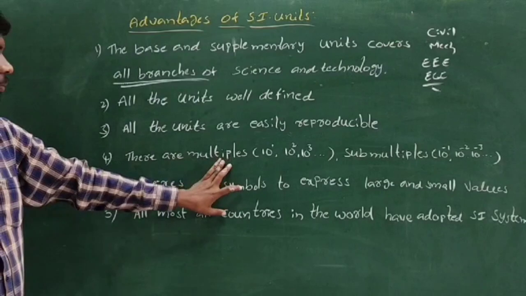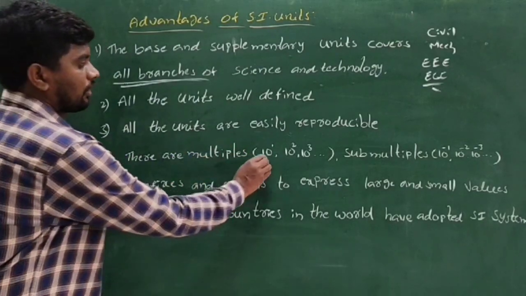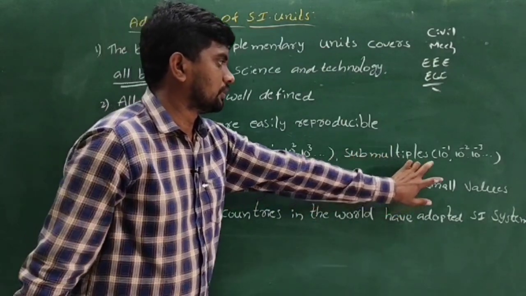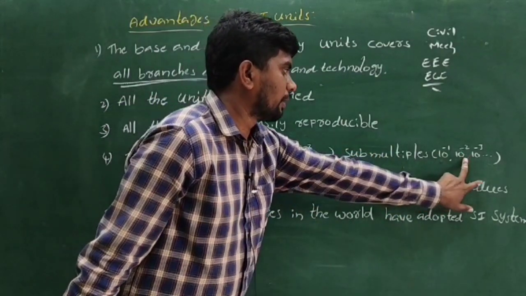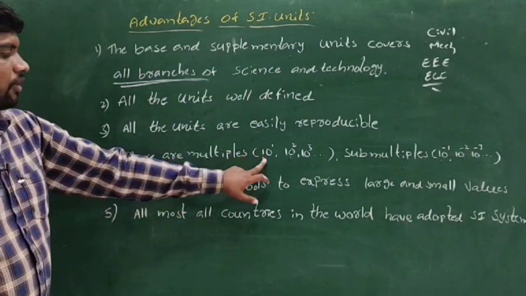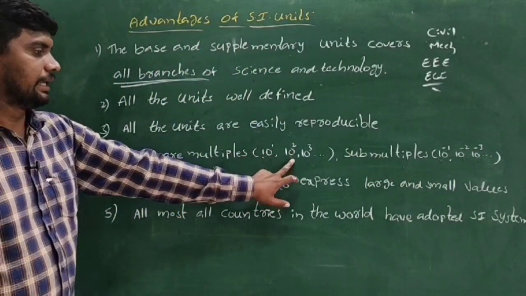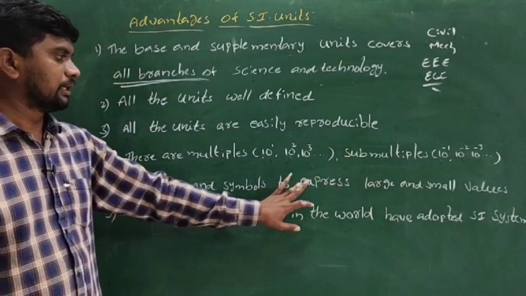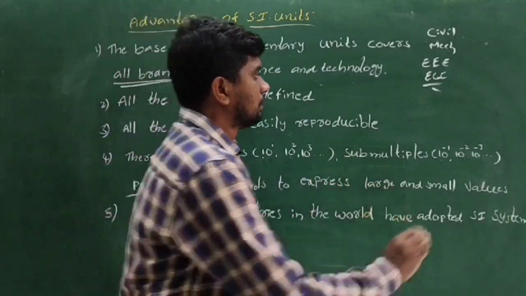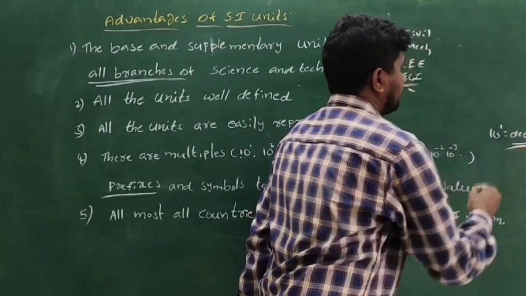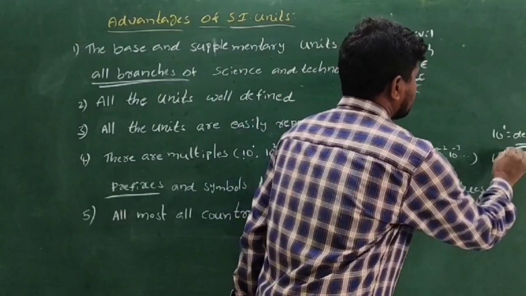There are multiples. Multiples mean 10 to the power of 1, 10 squared, 10 cubed. Submultiples are 10 to the power of minus 1, minus 2, minus 3. And prefixes, 10 to the power of 1 is deca, then deci, centi, milli, micro, nano, and symbols to express large and small values. 10 to the power of minus 9 is nano.